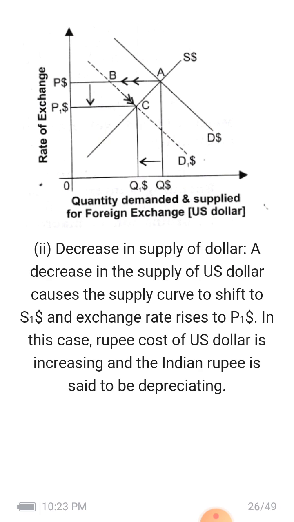A decrease in the supply of US dollars causes the supply curve to shift to S1, and the exchange rate rises to P1. In this case, the rupee cost of the US dollar is increased and the Indian rupee is said to be depreciating.